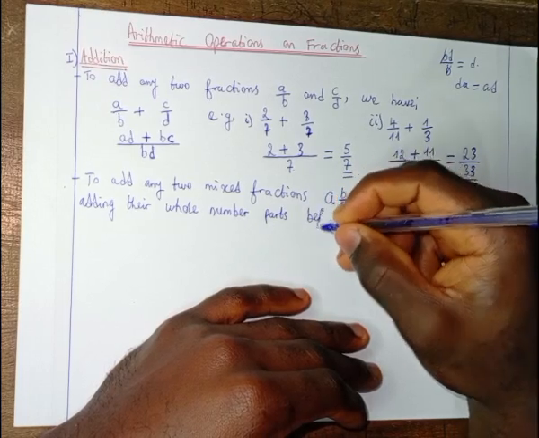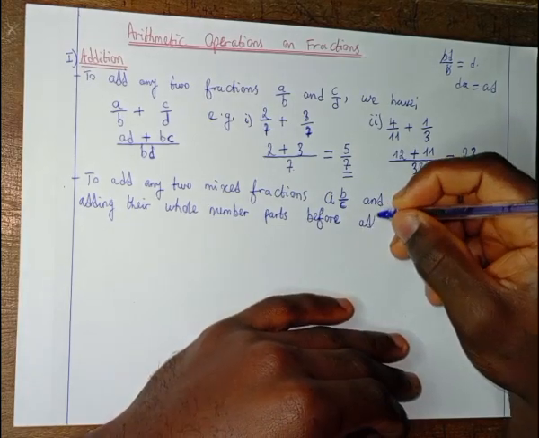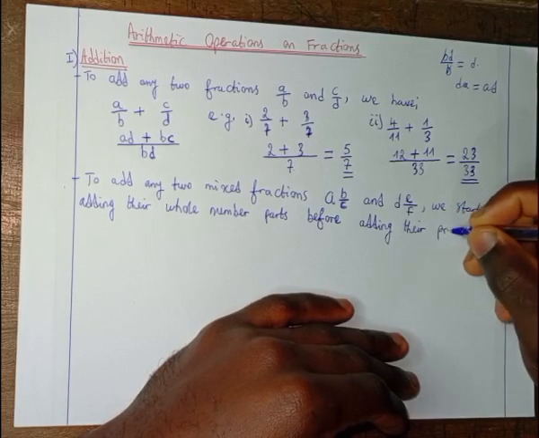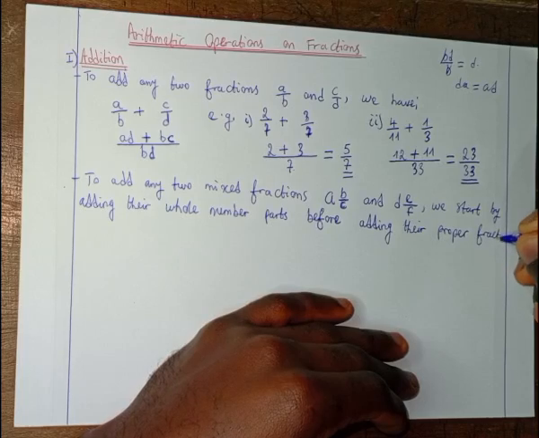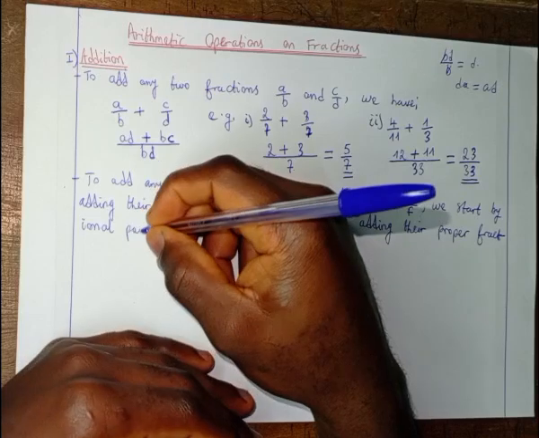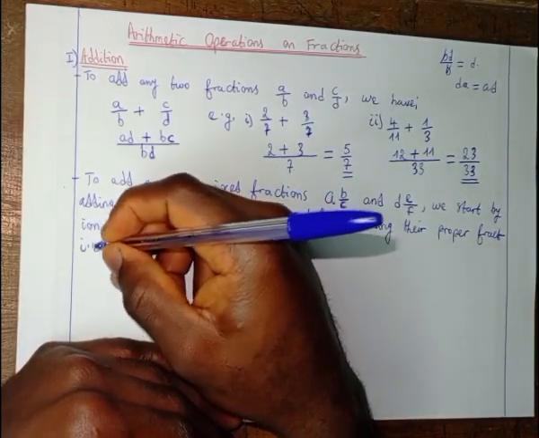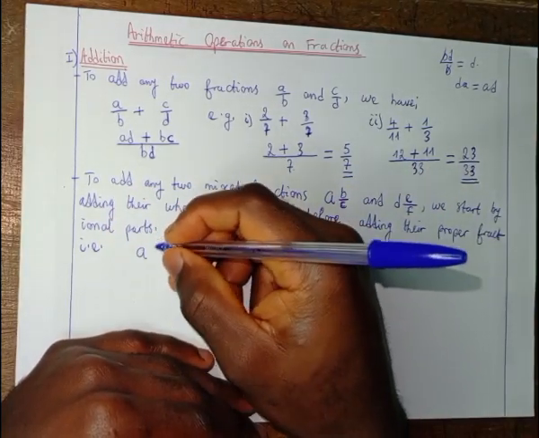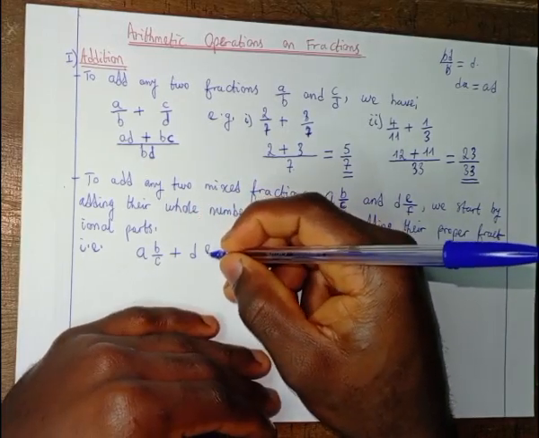before adding the proper fractional parts. That is, when you see this i.e. as such, it stands for that is. We have to add these two mixed fractions, a and b over c plus d and e over f.